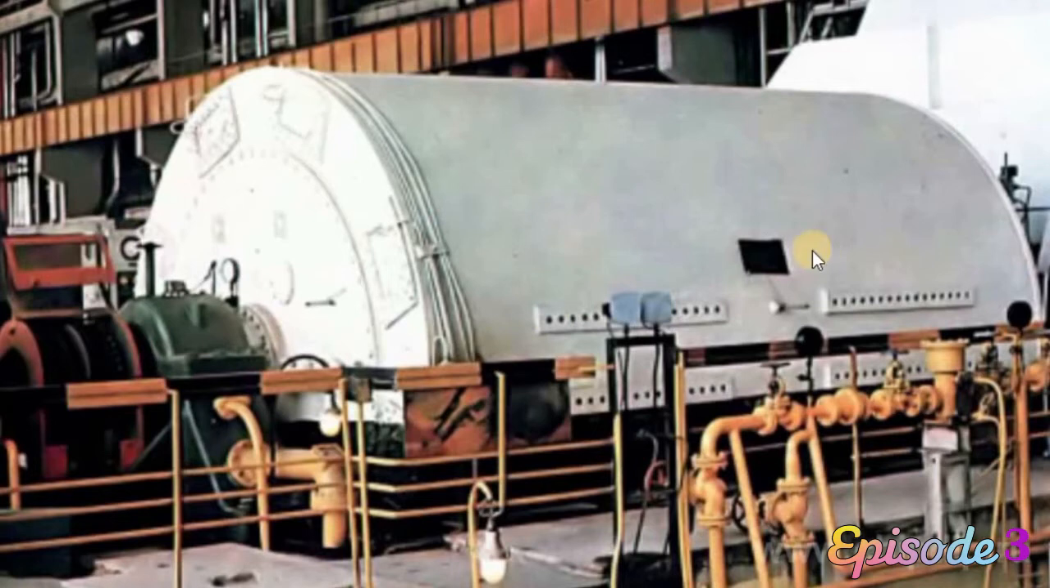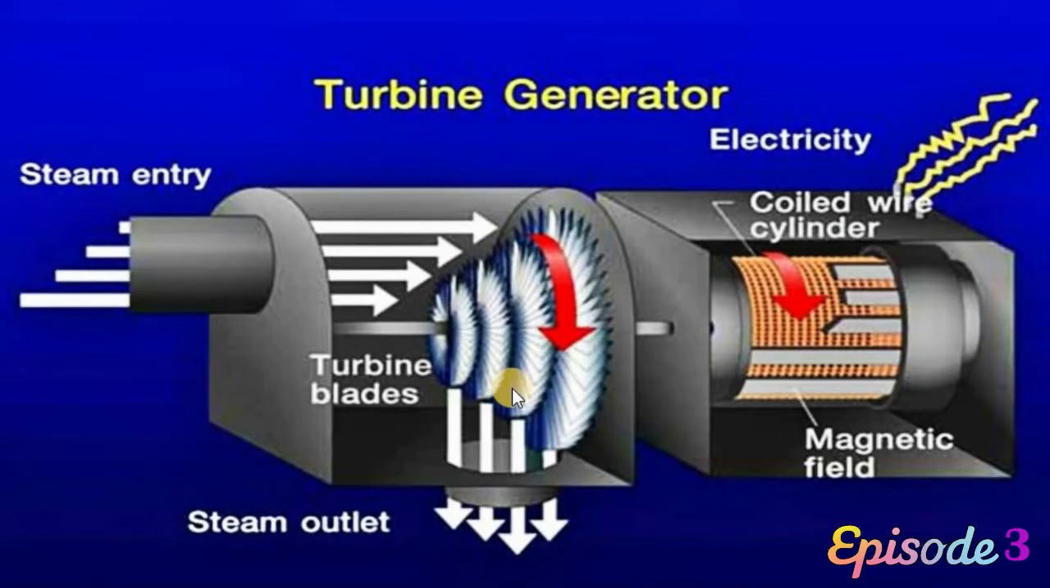This is a generator. This is very important because of electricity. By this generator, electricity will be generated. You may see here another example. This is a turbine, this is a turbine blade, and it will rotate. Then it will also rotate the generator, and it will produce a magnetic field, and then it will generate electricity. This is a three-phase wire that will go to the substation.